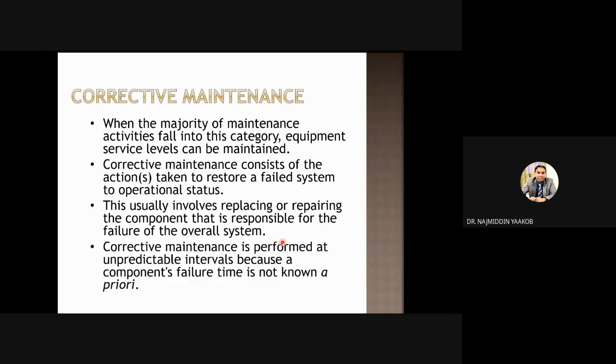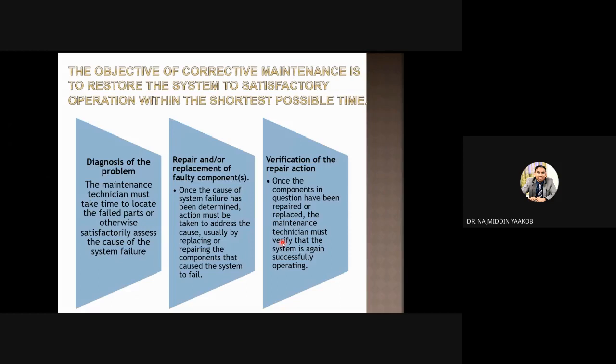Corrective maintenance is performed at unpredictable intervals because the time of component failure is not known, because you don't know when your equipment is going to fail. So it's unpredictable. The objective of corrective maintenance is to restore the system to satisfactory operation within the shortest possible time. You diagnose the problem, repair, and verify after the repair.